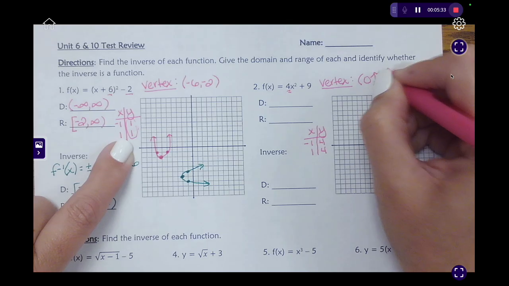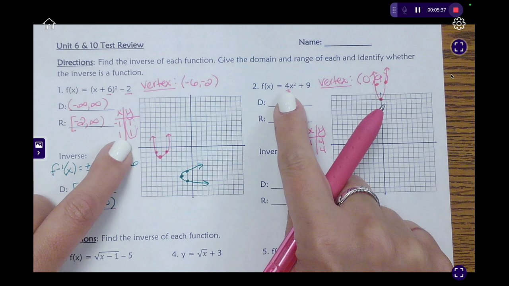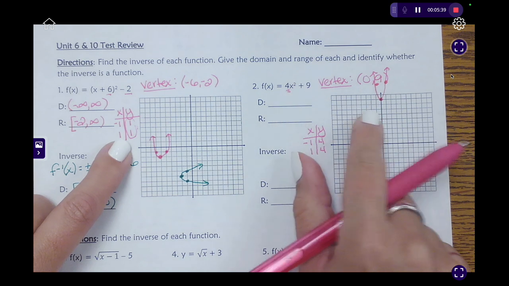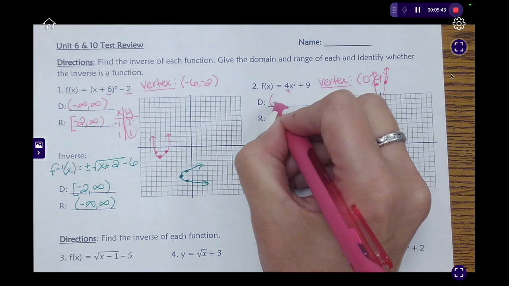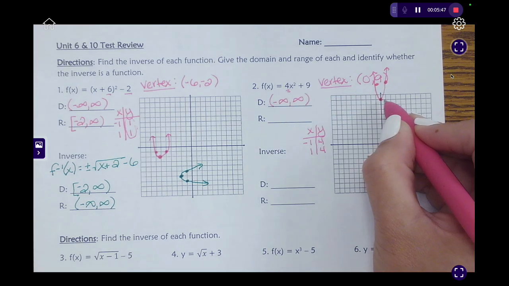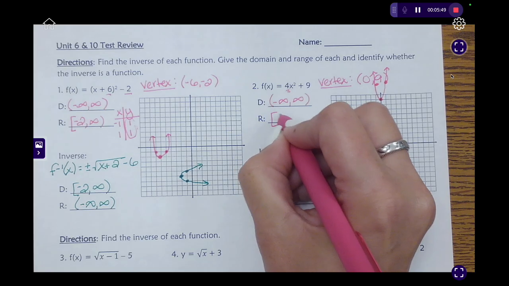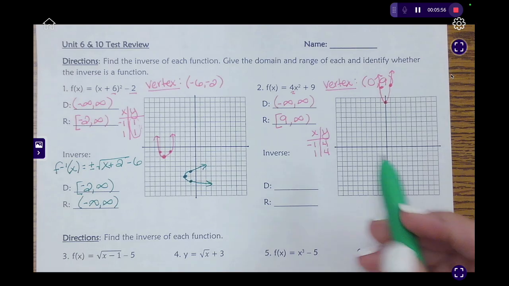So if I look at that, that graph did get skinnier because remember, that is a vertical stretch. So right here, that was a vertical stretch. It got skinnier. So if I look at the domain for that, again, it's negative to positive infinity. And then the range, I do have a lowest point right there at 9. And then it continues to go up. So that would be the infinity.